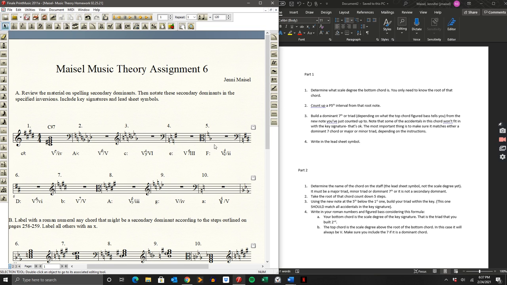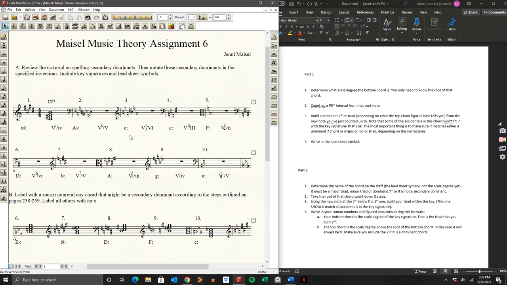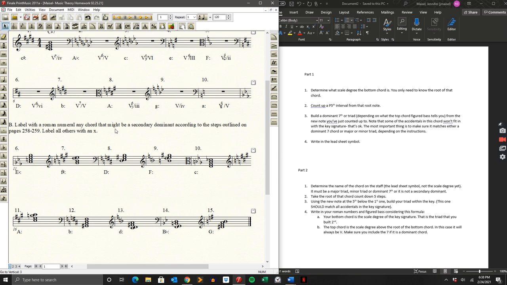If you don't read alto clef, just keep in mind this line right here is going to be a C, so you can just count up and down from there. So you've got your first section. Let's go ahead and do one in the second section.